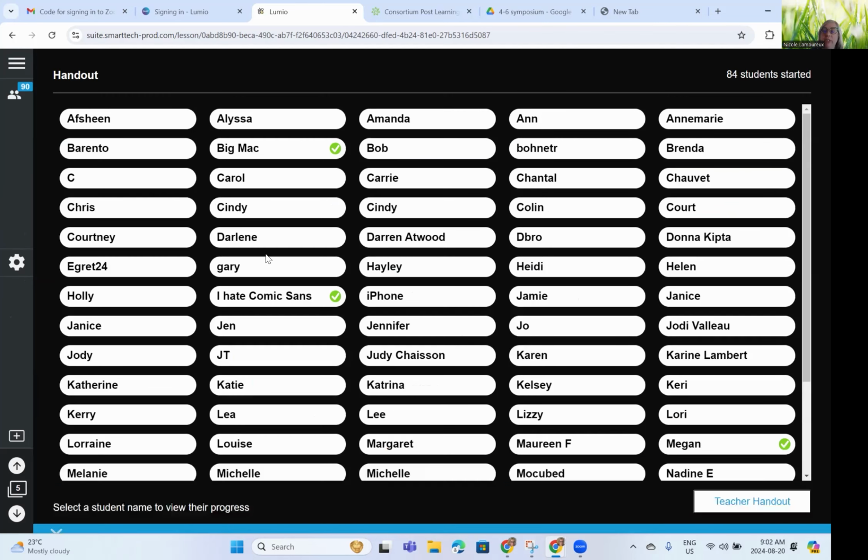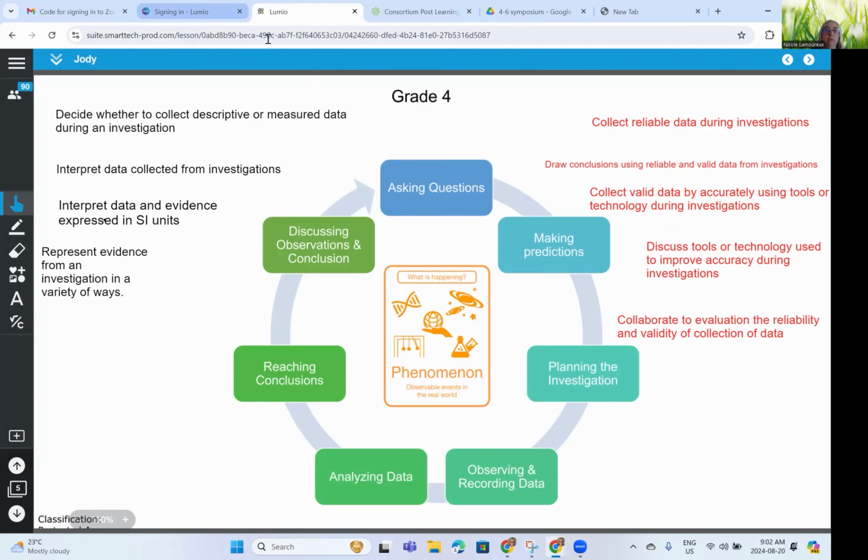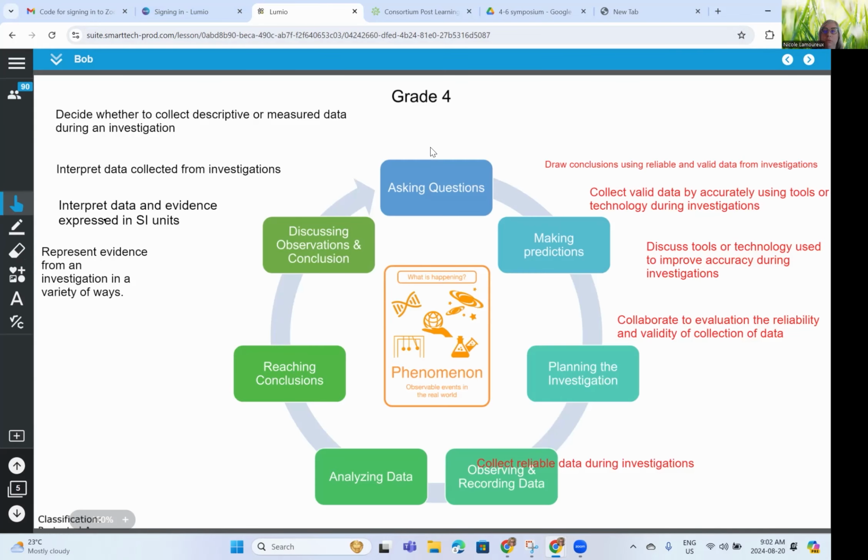It's interactive now. Okay, good. I see Bob has said collect reliable data during an investigation is observing and recording data. Awesome work.